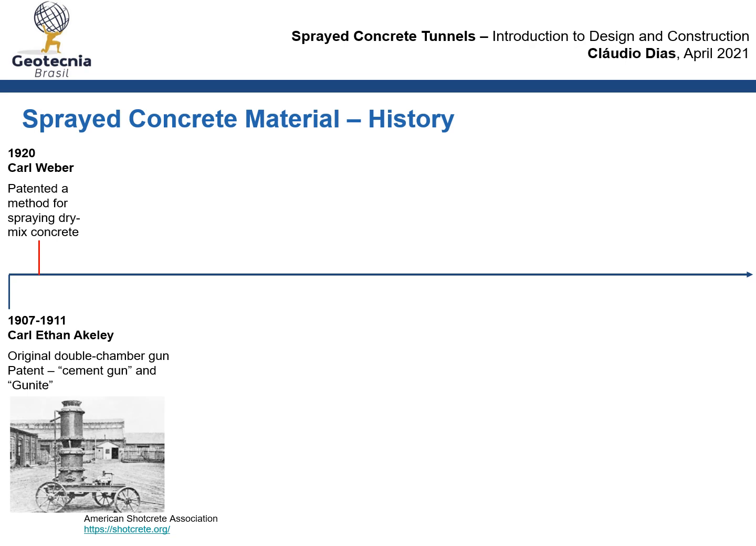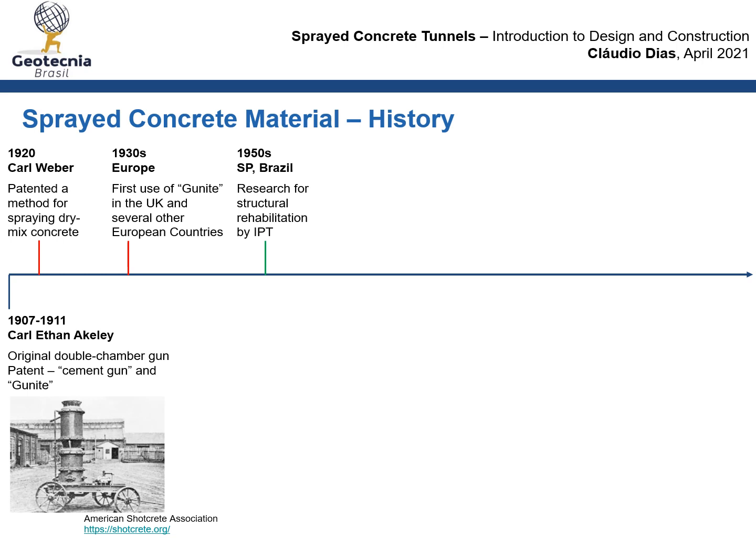Gunite was brought to Europe by Karl Weber, a German who had lived a few years in the United States, where he learned about gunite, and in the 20s patented in Germany a method for spraying dry mix concrete. Around that time, the method had already been used in the United States for stabilizing rock tunnels. In the 30s, there is the first use of gunite in the UK and several other European countries. In the 50s, dry mix concrete arrives in Brazil for research in structural rehabilitation by IPT in São Paulo.